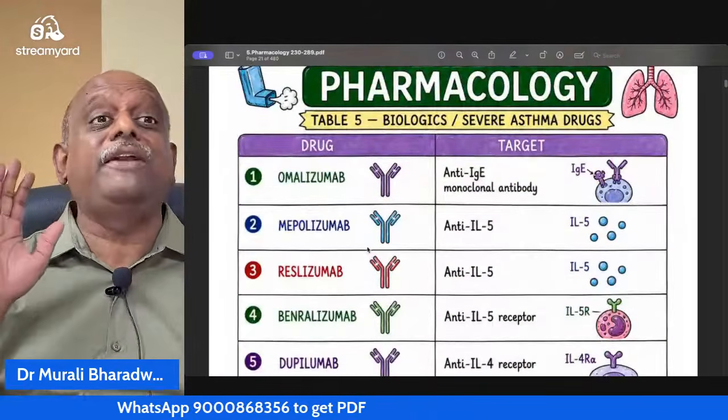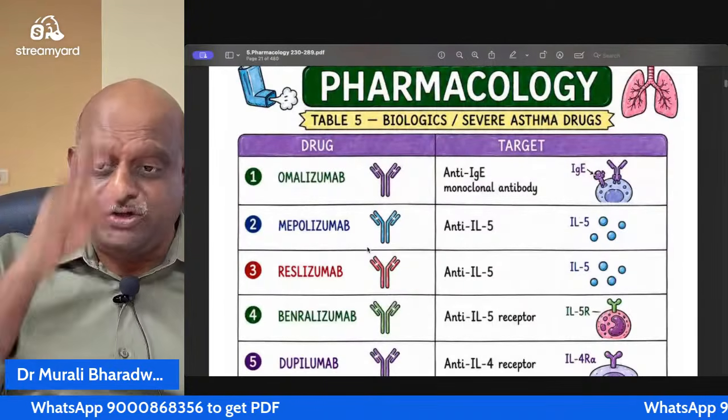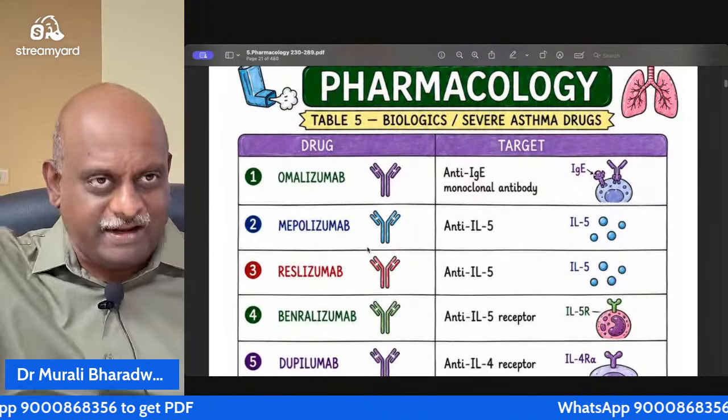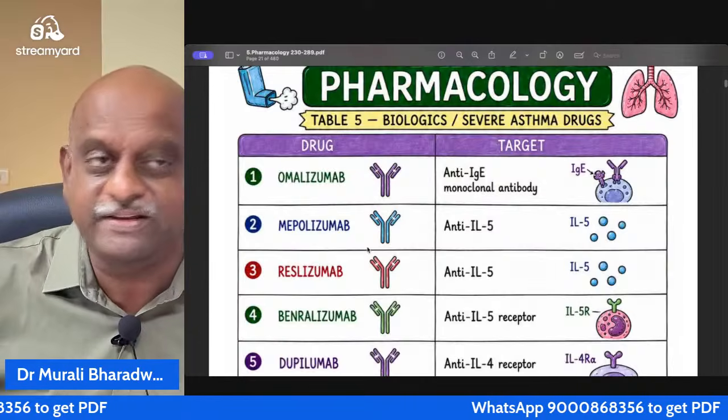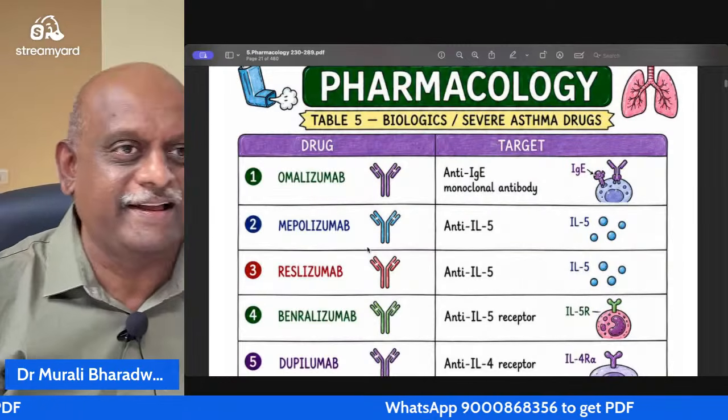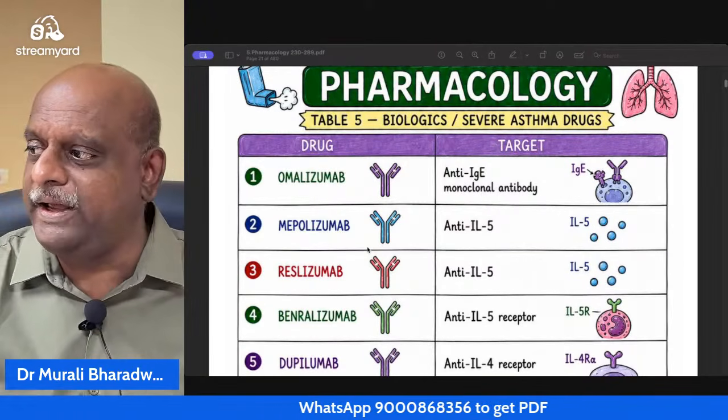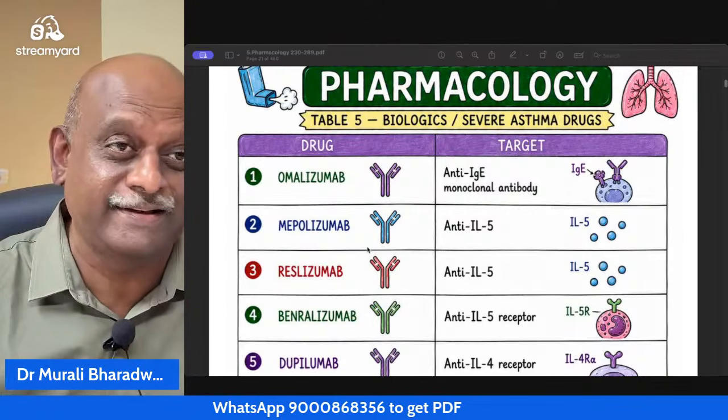Now, this is one favorite question of the examiner. In 2026 NEET PG, one question will come from this table. Mark my word. This is page number 21. Right? Don't blame me later saying I leaked the paper.